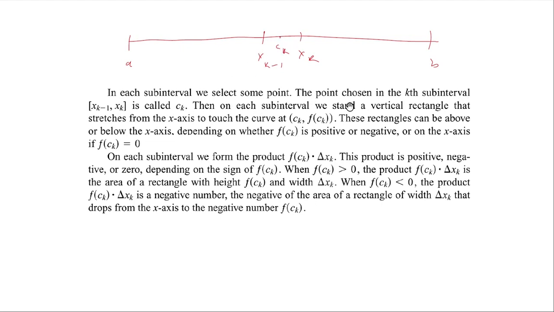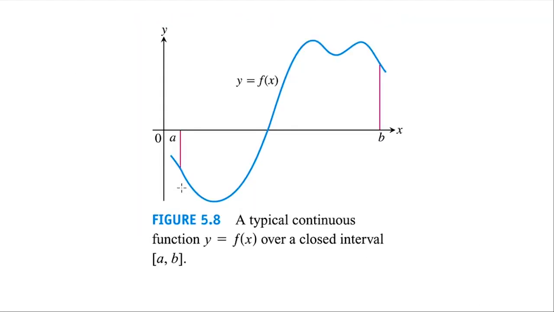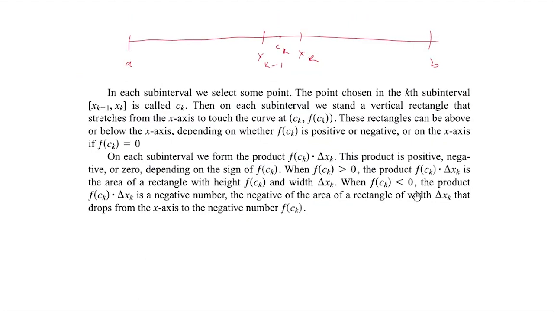Then on each subinterval, we stand a vertical rectangle that stretches from the x-axis to touch the curve at ck, f of ck. Meaning, if you remember this curve here, let's say your ck is somewhere here, in xk minus 1 to xk. The meaning of that statement is we try to draw a rectangle with this height. Make sense? This is what they are talking about. We draw this rectangle using this point ck. The coordinate of this point is ck, f of ck. That's what we're talking about here.